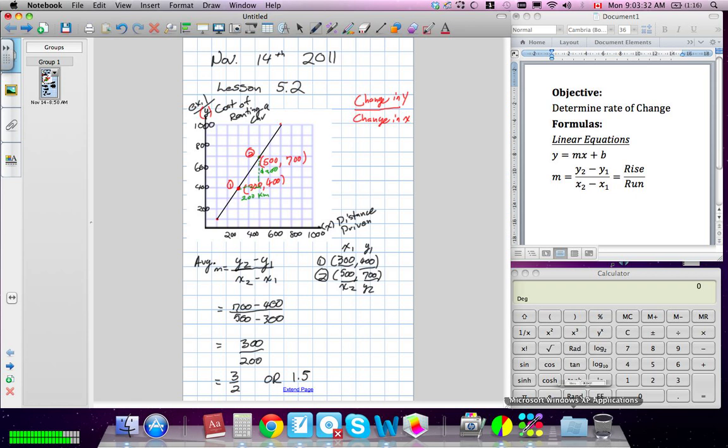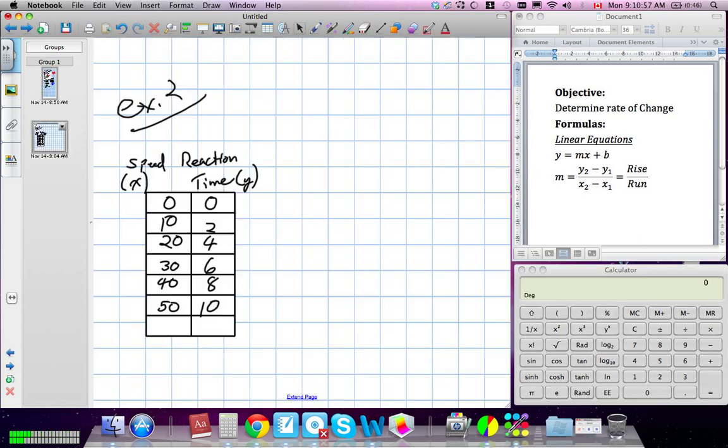All right, example 2. We have speed and reaction time. So what this is a stunt car driver, and they're testing him at certain speeds and how long it takes him to react. So our reaction, oh sorry, this is reaction in distance, not time. So reaction distance, it's being measured in meters, and our speed is in kilometers an hour.